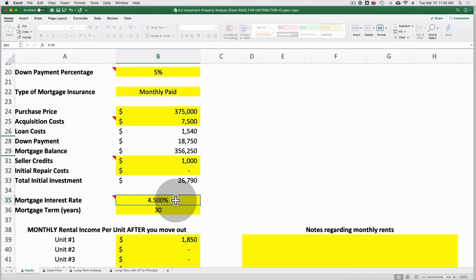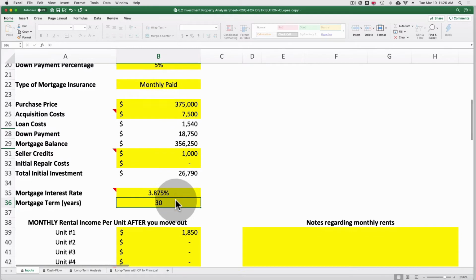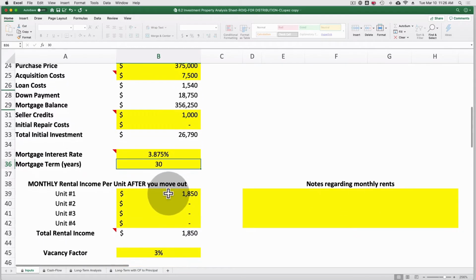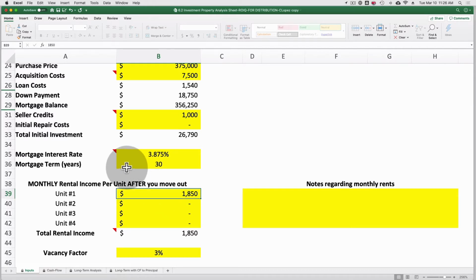What type of interest rate did they have? 3.875. This was a 30-year loan. Now, right now it's a primary residence, so they're not going to be renting it out. But after they move out, they're going to be renting units out or renting this place out. How much is it going to be rented for?